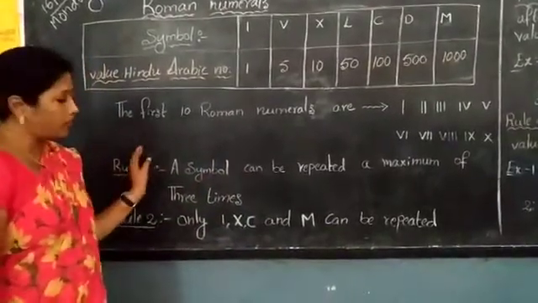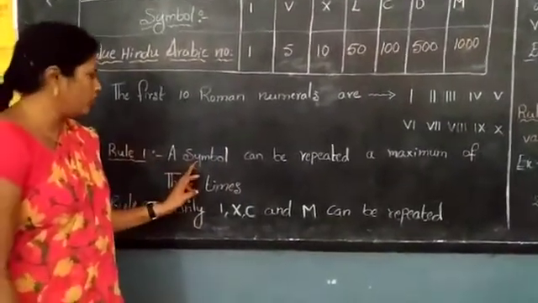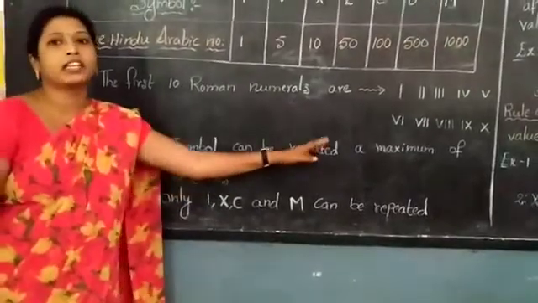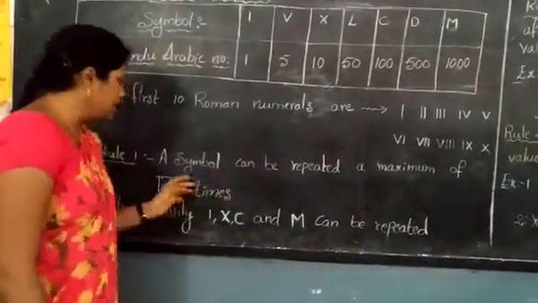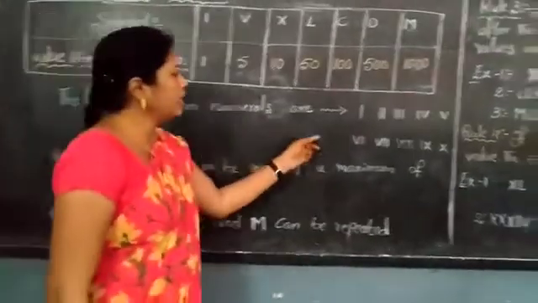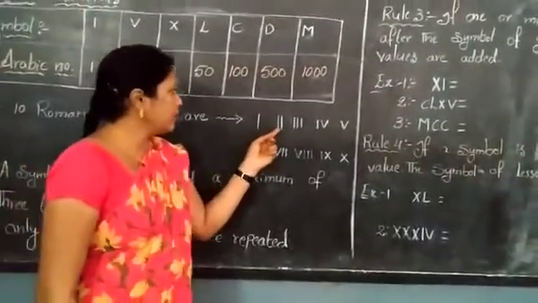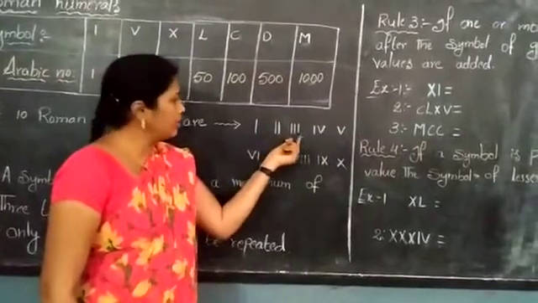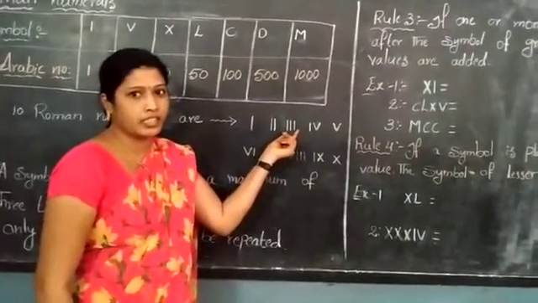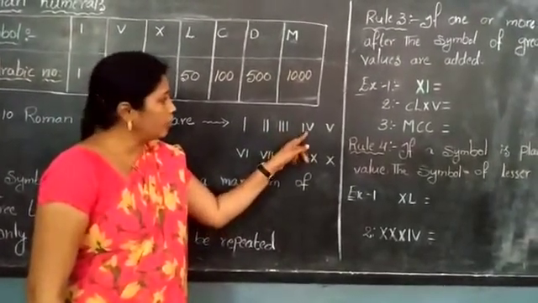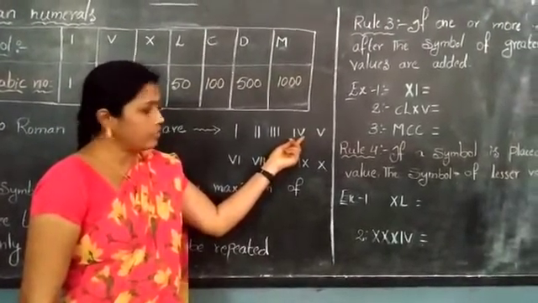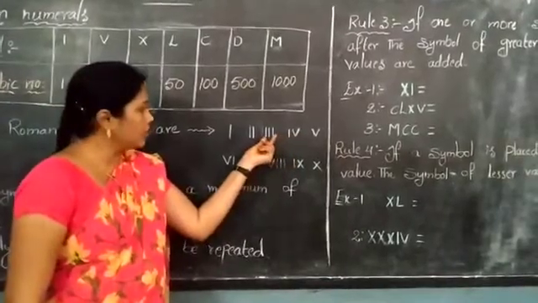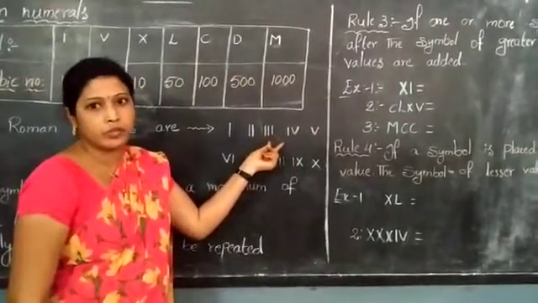So, look into the first rule. What is the first rule? A symbol can be repeated a maximum of 3 times. Maximum of 3 times. Okay. So, look here. This I is repeated here 2 times, and here 3 times. Right? And 4, how do we write this? 4 is I and V. Right? So, the symbol is repeated 3 times only.